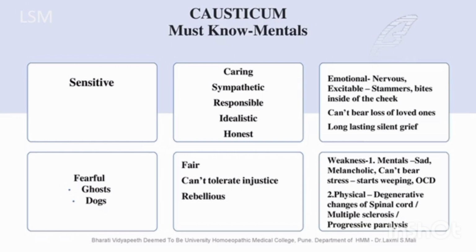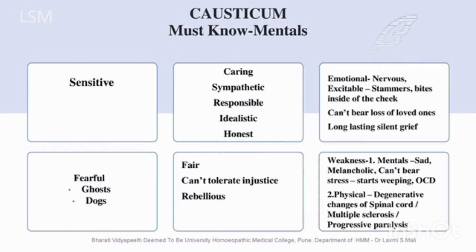And hence the important causative factor that we see in Causticum is long lasting silent grief. This causes a lot of weakness in Causticum. The weakness is manifested at the mental as well as at the physical level. At the mental level, you'll find that they become sad, melancholic, they can't bear stress, they start weeping, they even develop OCDs or obsessive compulsive disorders.